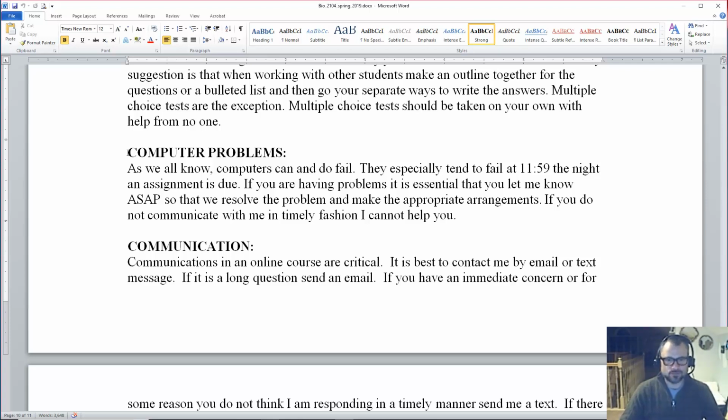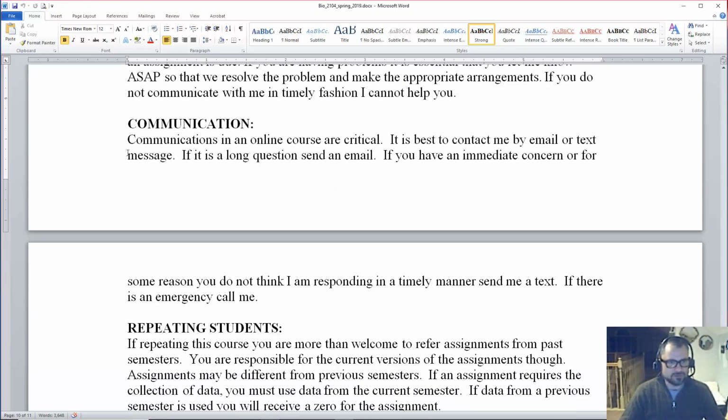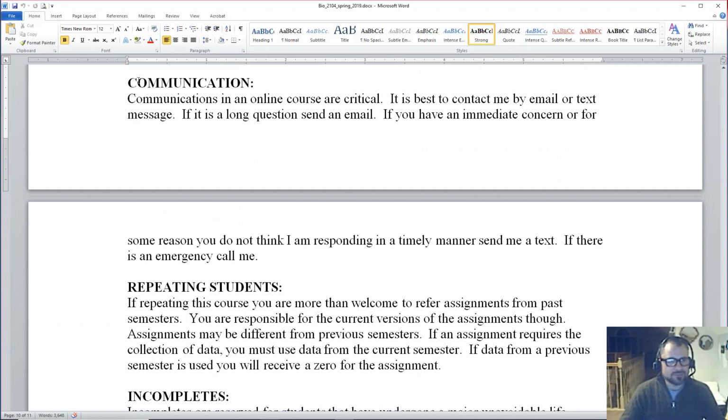So if there are any major problems just make sure you send me a message if those problems are happening, and we can figure something out. In terms of communication, I make a lot of videos, I send you a lot of messages, so if you do have a problem, make sure that you tell me. I have had instances before where people end up in the hospital, or they end up having to go out of town because of a funeral or whatever. Just let me know when that's happening.